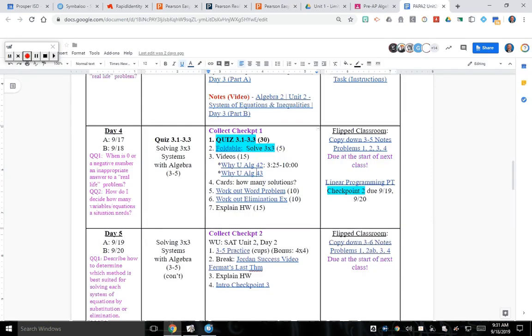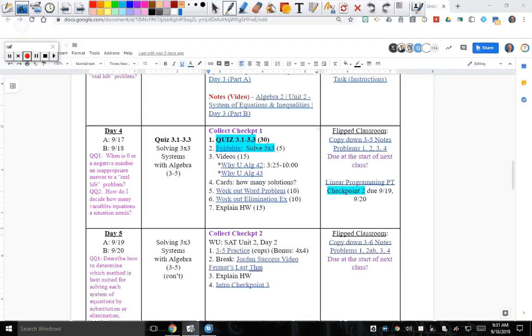Alright, so we have now covered this. You know that the homework is notes and also this linear programming checkpoint 2 due at the beginning of next class. I'm going to show you this quick foldable. It's the paper that you grabbed on your way in. So go ahead and pull that one out. It has like 3 columns and it's about a 3x3 system.